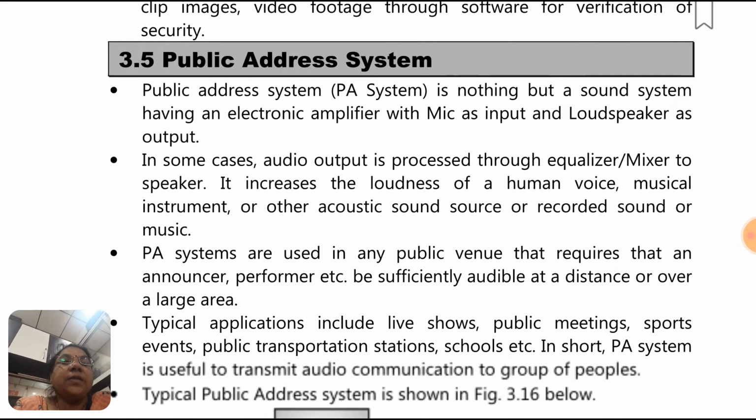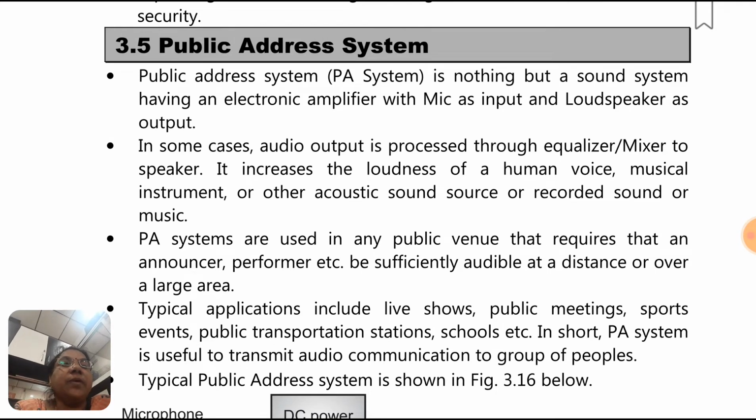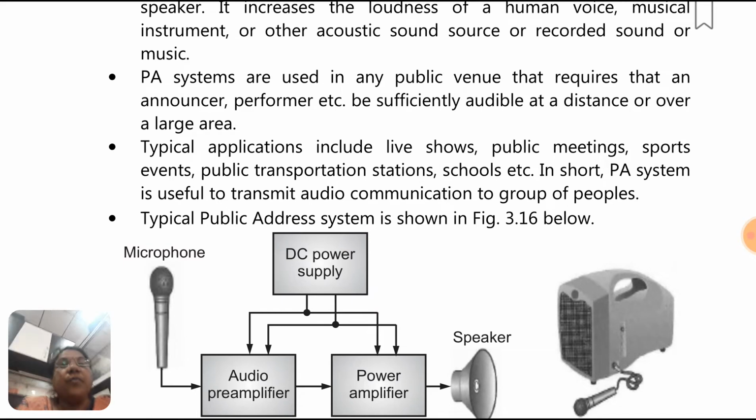Now, public address system. A public address system is nothing but a sound system having an electronic amplifier with a mic as input and loudspeaker as output. In some cases, the audio output is processed through an equalizer or mixer to the speaker. It increases the loudness of human voice, musical instrument or other acoustic sound source, or recorded sound or music.